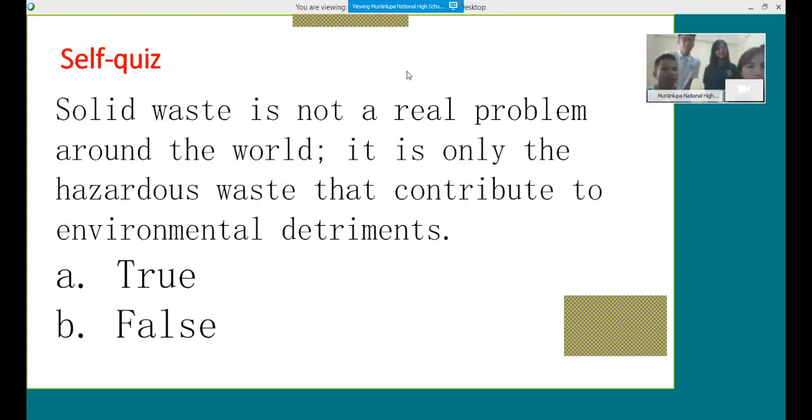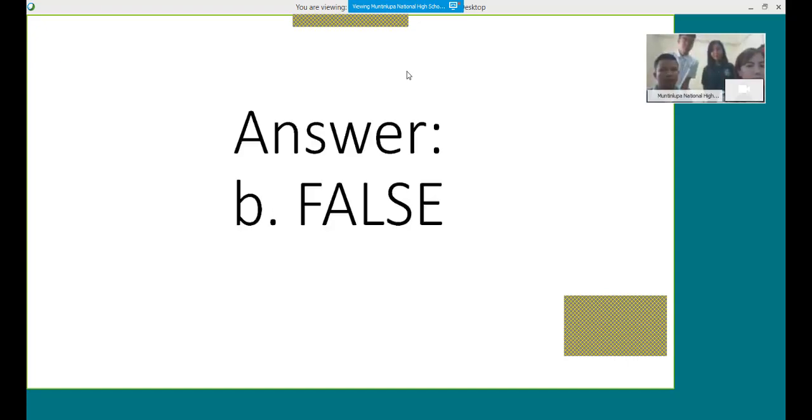Question two: Solid waste is not a real problem around the world. It is only the hazardous waste that contributes to environmental detriments. What do you think your answer is? Is it true or false? The answer is false. Although hazardous wastes contribute to environmental detriments, solid wastes can also be considered a problem in the world right now, as they produce different gases that actually contribute to global warming.